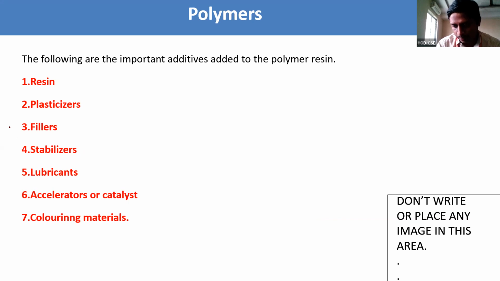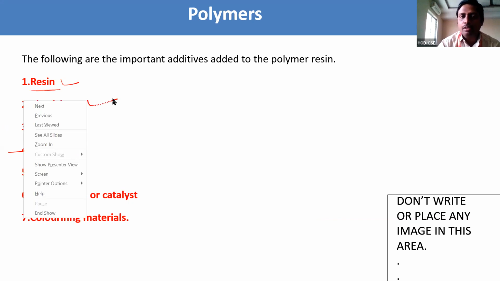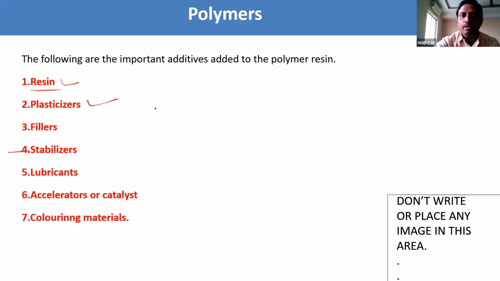First one is resin. Okay, major part of the plastic is resin. Second one is plasticizers. Okay, next fillers, stabilizers, lubricants, which are nothing but oils. Okay, accelerators, which are catalysts, and coloring materials.